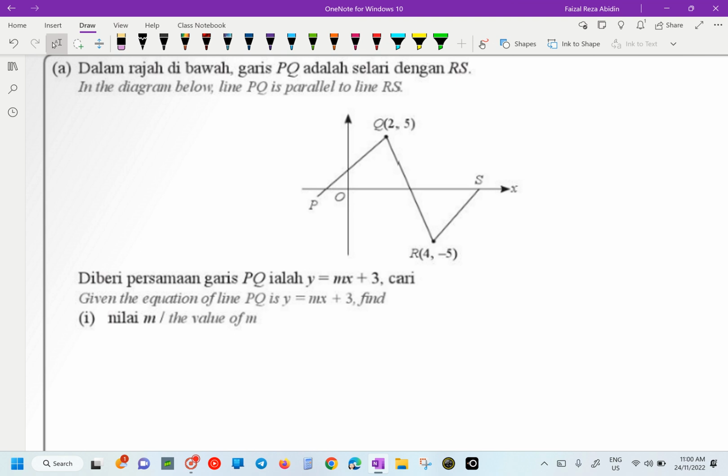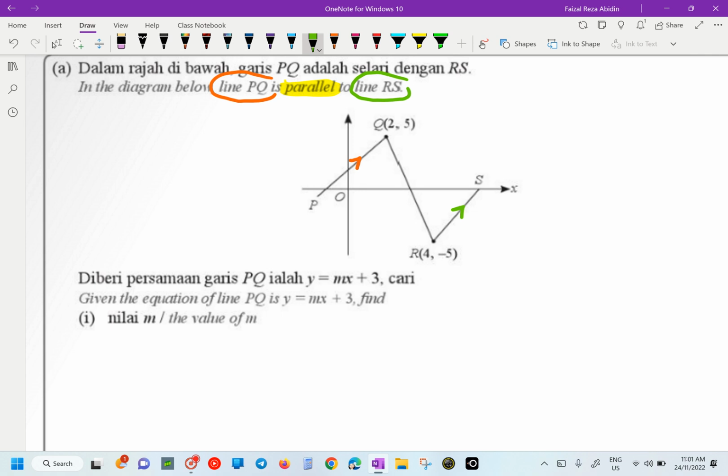In the diagram below, line PQ is parallel to RS. So parallel, I'm going to have the arrow there. Before I proceed to the question, what does parallel mean?